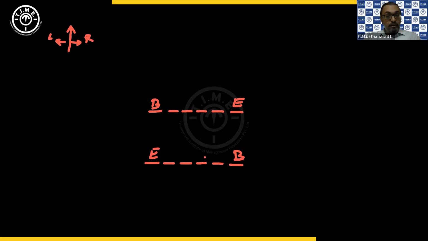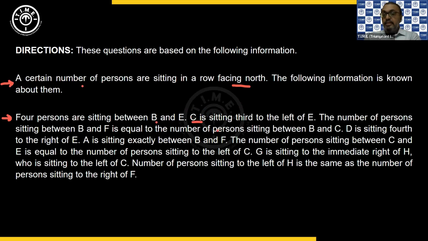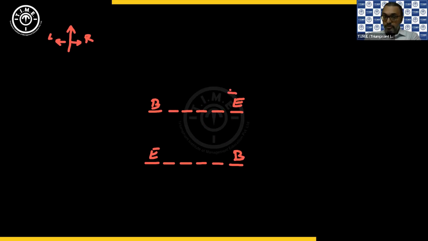So we need to be very thorough in understanding which is the condition that is giving me a possibility, and subsequently, which is the condition that is allowing me to eliminate one of the possibilities. These are the things you'll have to learn to recognize. Okay. Then next condition, C is sitting third to the left of E. So left of E is our left side. So this is the left side for E. Third position is C. Now here also, this is the left side. First, second, third position, you can put C.